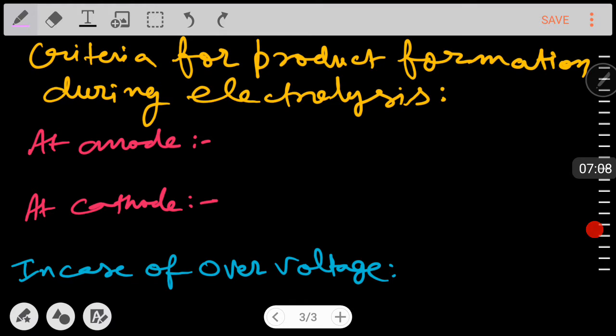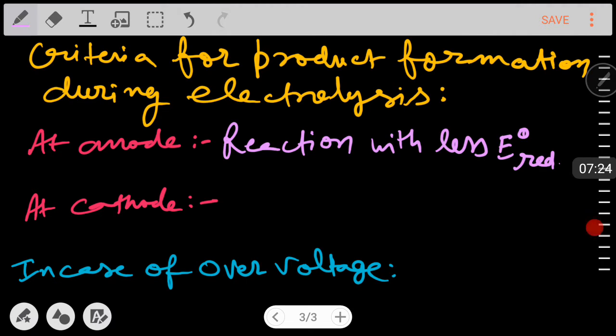So if two reactions are in competition at the anode, then the reaction for which the reduction potential value is less will take place with first preference. This is the first criterion. At the cathode, if two reactions are in competition, then that reaction will take place with first preference for which the reduction potential value is high.